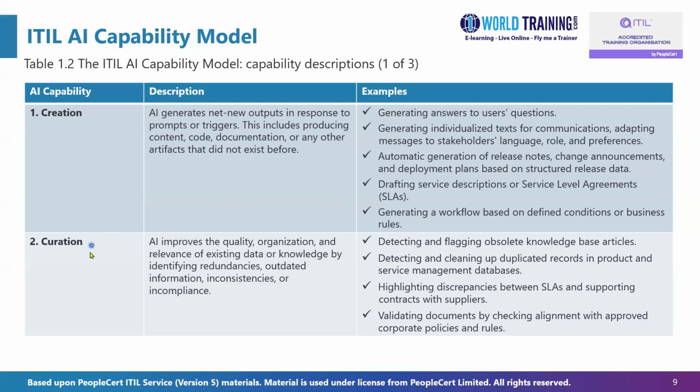Then curation. This improves the quality, organization, and relevance of existing data or knowledge by identifying redundancies, outdated information, inconsistencies, or incompliance. So, for example, detecting and flagging obsolete knowledge-based articles, detecting and cleaning up duplicated records in product and service management databases, highlighting discrepancies between SLAs and supporting contracts with suppliers, validating documents by checking alignment with approved corporate policies and rules.